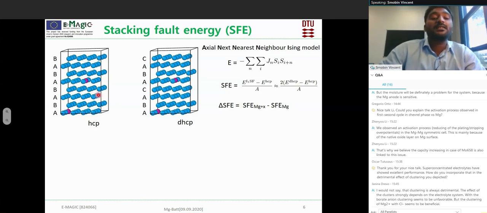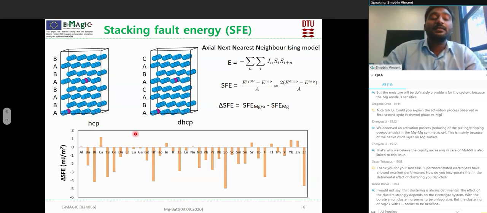Which is the HCP structure with AB, AB, AB stacking sequence, and a DHCP structure with AB, AC stacking sequence. And then we evaluated whether this doping is beneficial, did it reduce the stacking fault? So we evaluated based on this term, and the results are shown in this figure. Based on our calculation, you can see most of the elements have a reduction in stacking fault. That means these elements reduce the stacking faults and in turn improve the ductility of the magnesium.